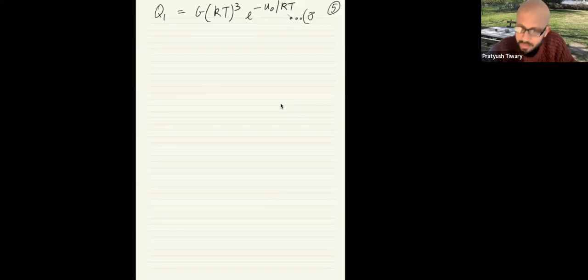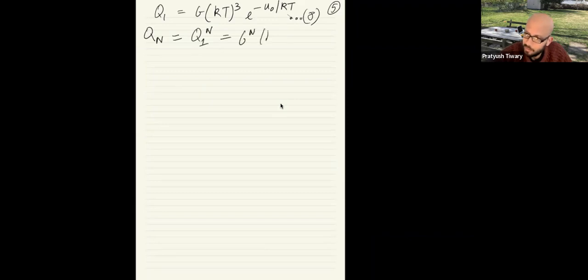I want to calculate the heat capacity of the whole crystal. For that, I need to look at Qn, the partition function for the n atom system. But I assumed all oscillators are independent. So Qn is going to be Q1 to the power n. If I take power n of this one, what will I get? I will get G to the power n, KT to the power 3n, e to the power minus n u naught by KT. That's equation number 9. So now I have my n particle canonical partition function.